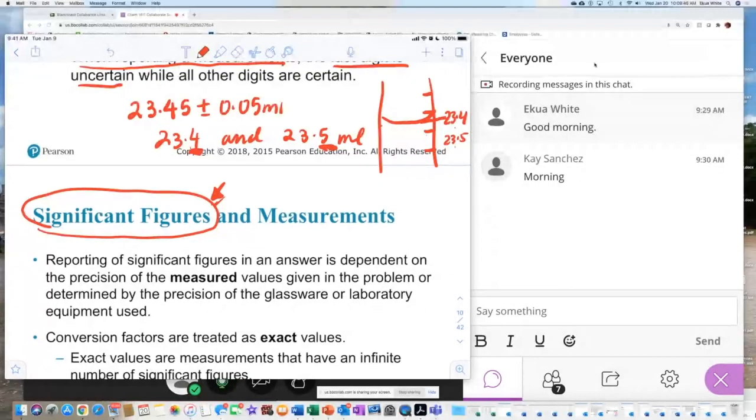Okay? So significant figures help us deal with this right here, help us round off uncertain numbers. And these uncertain numbers are the numbers that you had to guess or estimate because they fell between two marked values on your instrument, right?